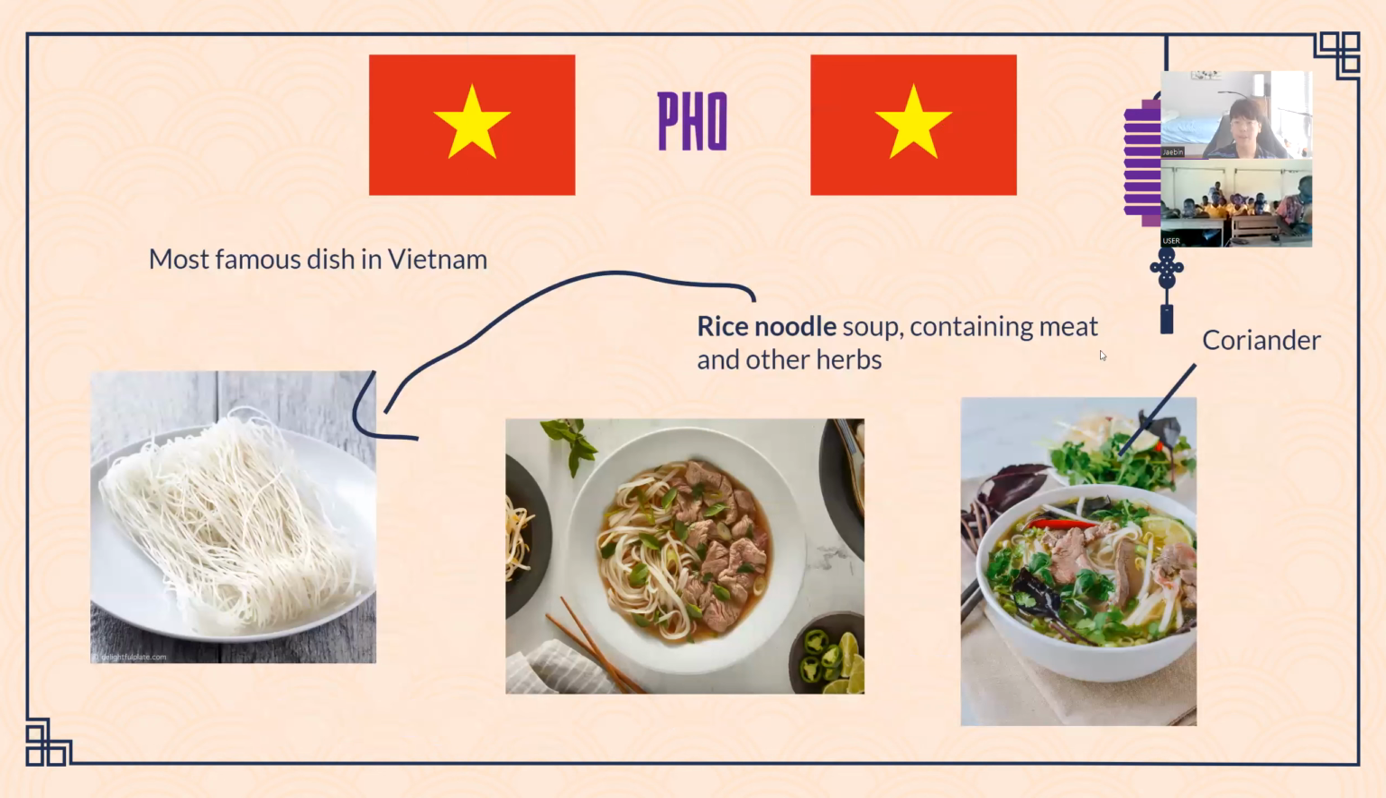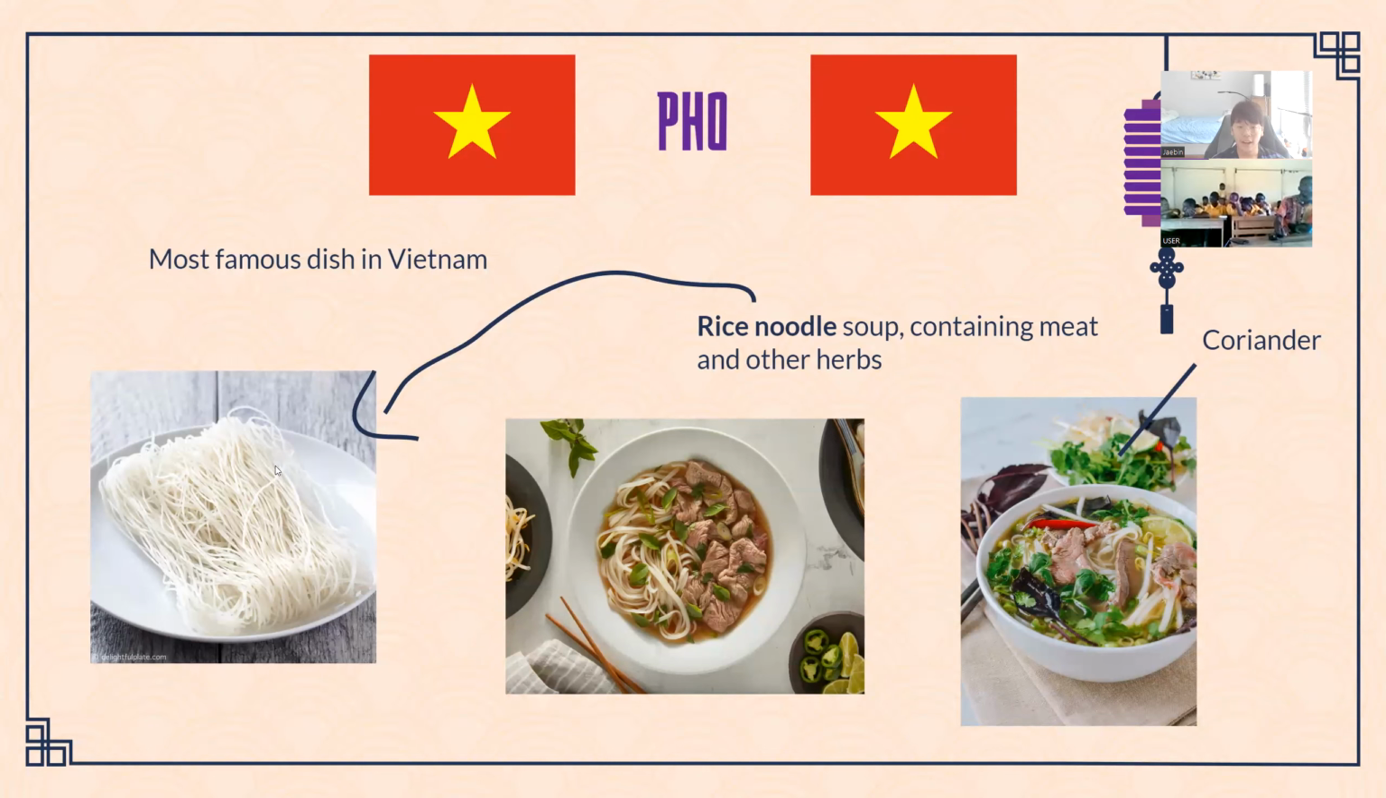And then if you're in Vietnam, you can't forget about pho. Pho is a very famous dish, and it's actually the most famous dish in Vietnam. Pho is a rice noodle soup containing meats and other herbs. And rice noodles look something like this. It's not the typical noodle. Rice noodles are made out of rice, so it's a really unique thing in Vietnam, since they are really famous for their rice noodles instead of regular noodles.